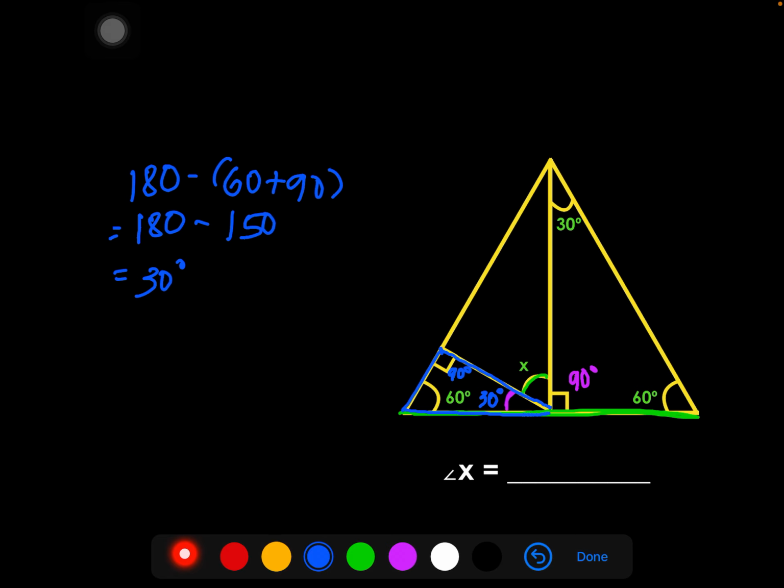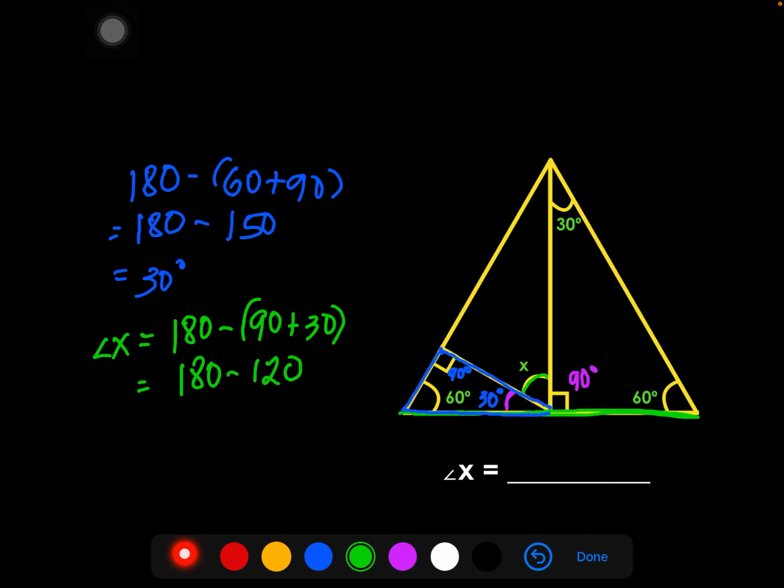Now, I can use the straight line with 30, X, and 90 to solve for X. So we have angle X giving me 180 minus 90 plus 30, which is 120 degrees, and that would now give me 60 degrees. So that's it for angle X.